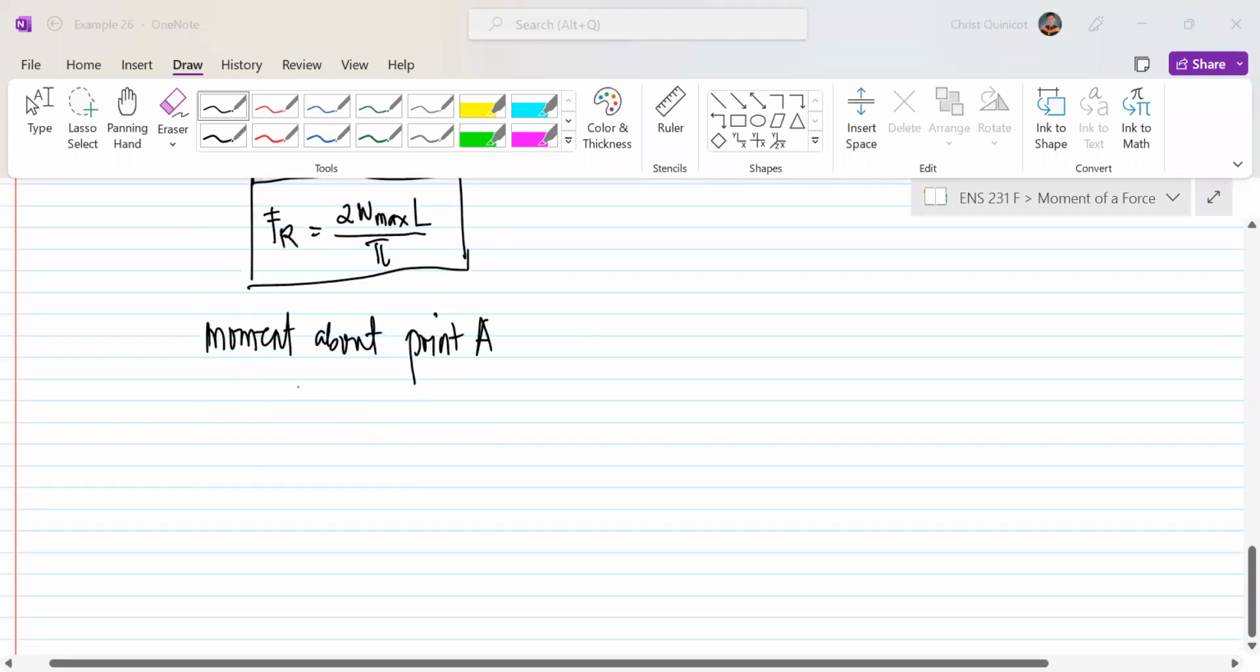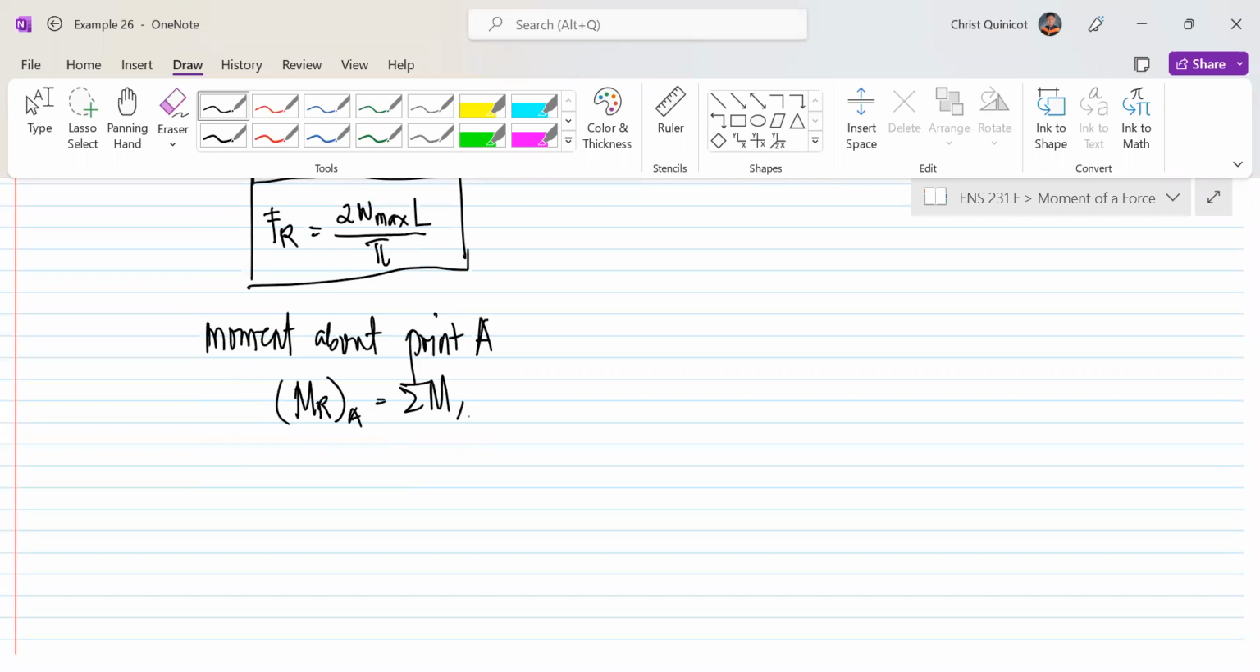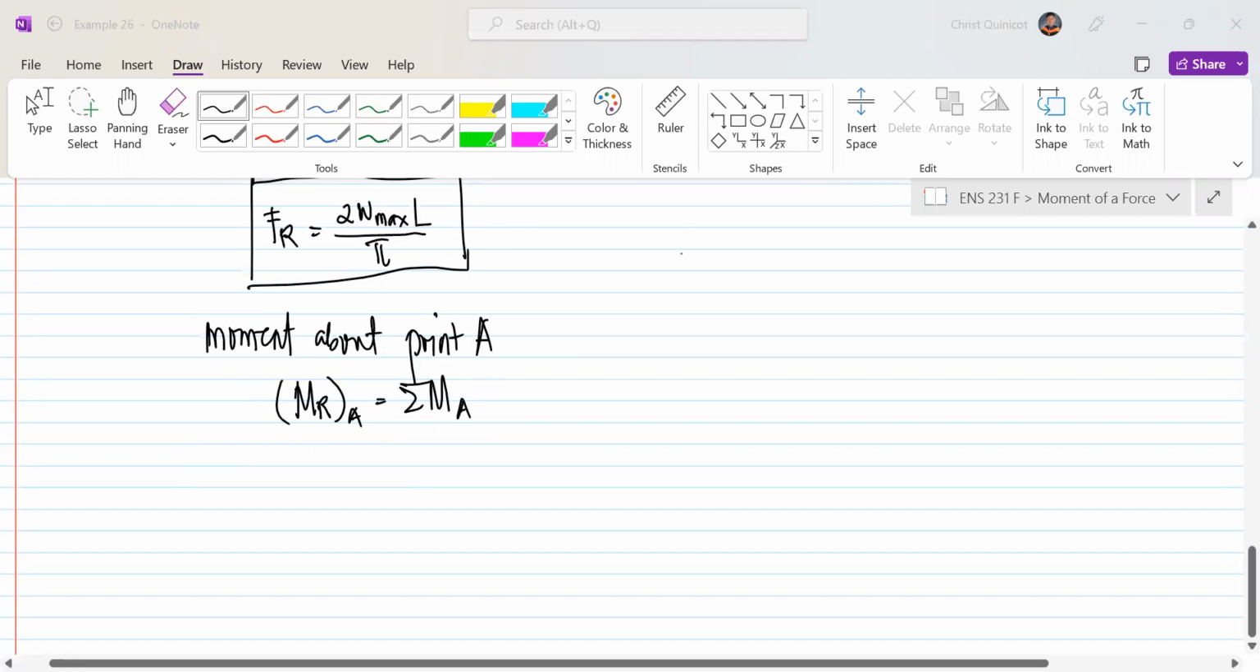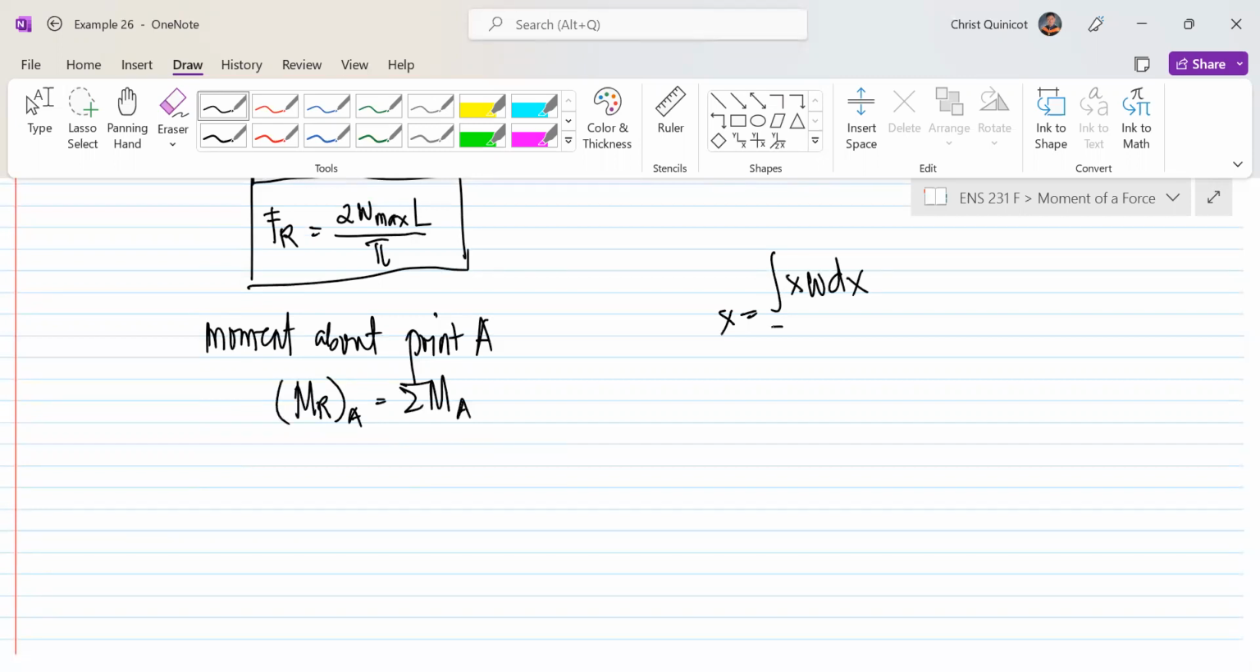So that is our moment about A: R A is equal to the sum of all moments about A. Now you might be wondering why I mention moment, when in fact the formula presented for us to find the location, the distance from a specific point, is this formula: the integral of x w dx over the integral of w dx.